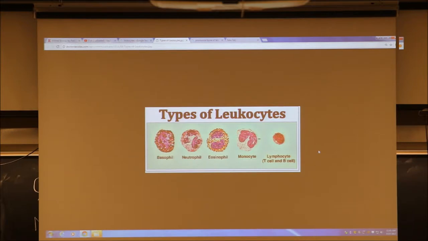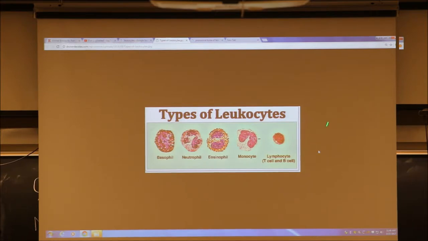Well, then we've got a monocyte. And one thing about monocytes is sometimes when the histologists see that cell in the blood, it's called a monocyte. But when it does extravasation, right, and goes outside the blood vessel, and it's located in a tissue, a lot of times it's called a macrophage. So a monocyte becomes a macrophage.